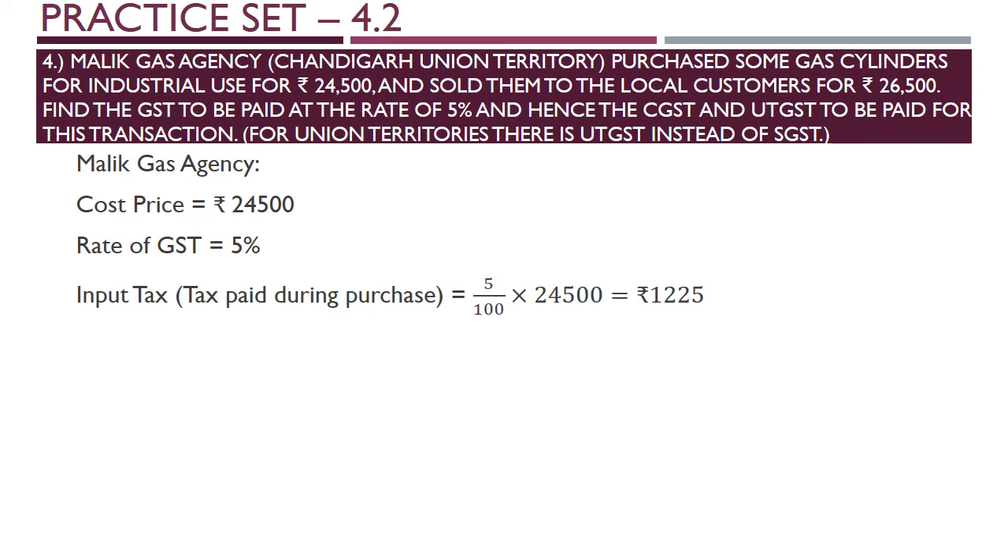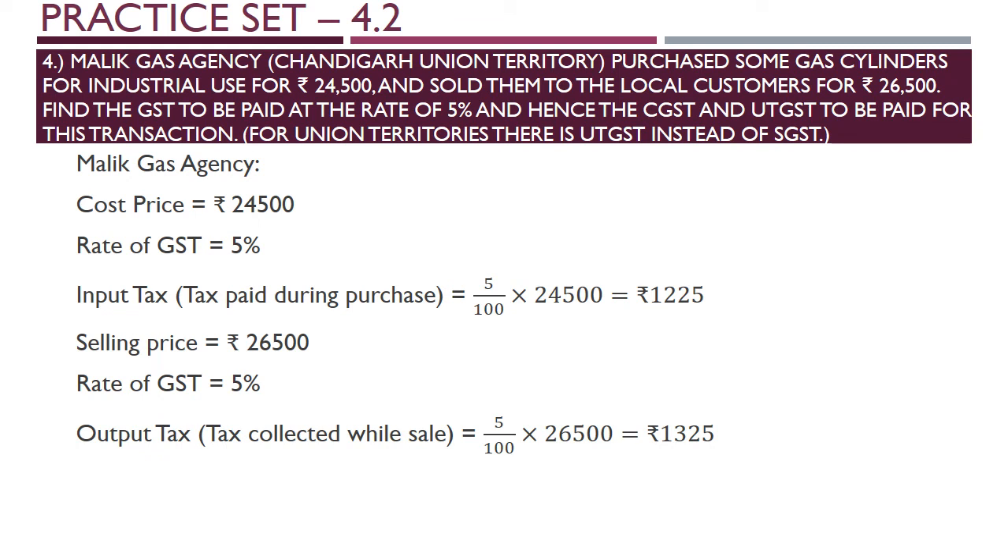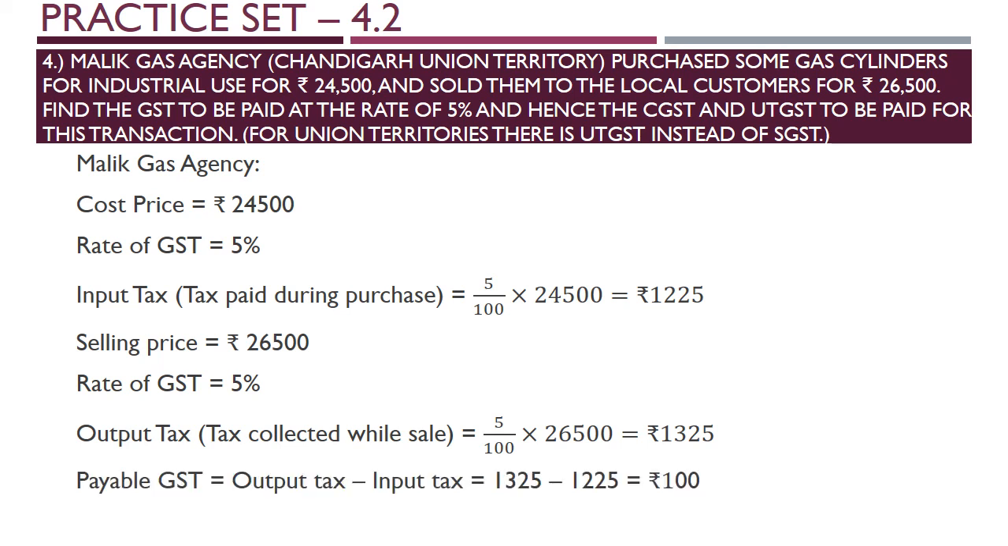Now selling price of the cylinders was rupees 26,500. Next comes the rate of GST, which is the same 5%. And next comes the output tax, that is tax collected while sale, will be 5% of 26,500, and that is rupees 1,325. So you have the output tax, you have the input tax. Now to find the payable GST, we just need to find the difference. That will be output tax minus input tax credit, 1,325 minus 1,225, rupees 100. So payable GST is rupees 100. Now from this 100 rupees, half will be central GST and half will be UT GST or Union Territory GST. So that is rupees 50 each.